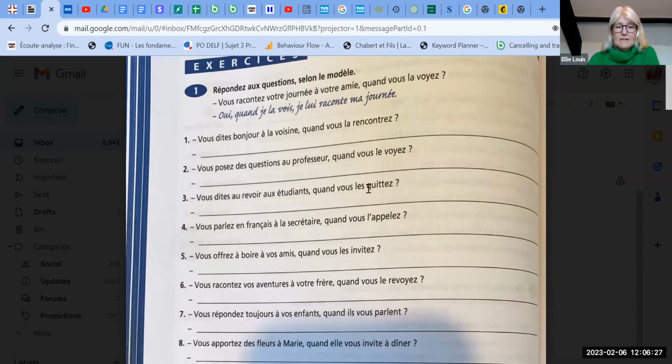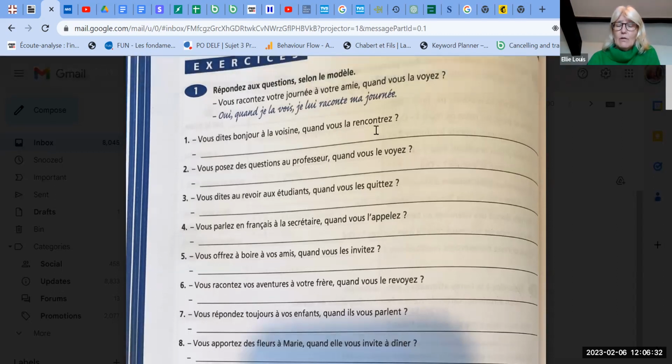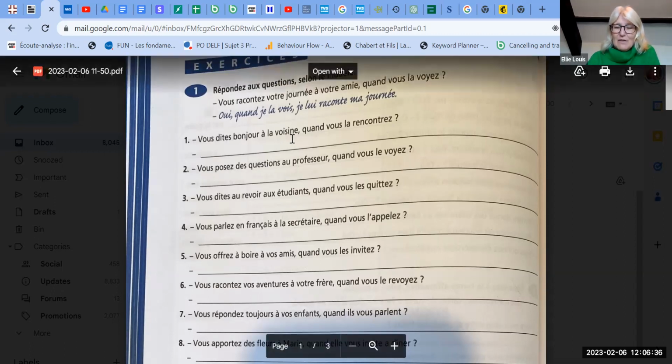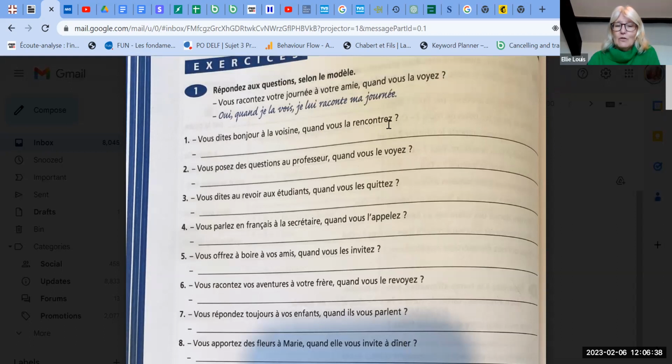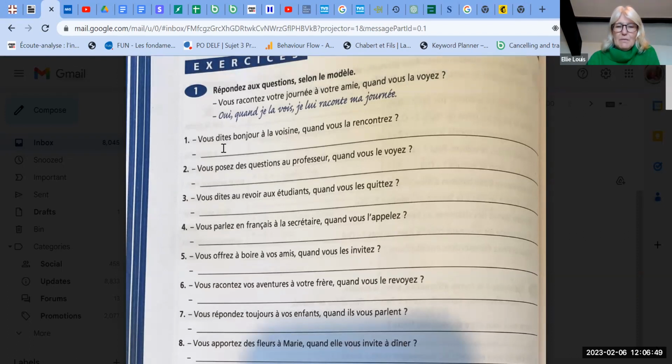So now let's look at some examples. Vous dites bonjour à la voisine quand vous la rencontrez. Do you say hello to your neighbor, feminine by the way, when you meet her? Okay. Would you like to write down or think to yourself, what would that be with the two pronouns?